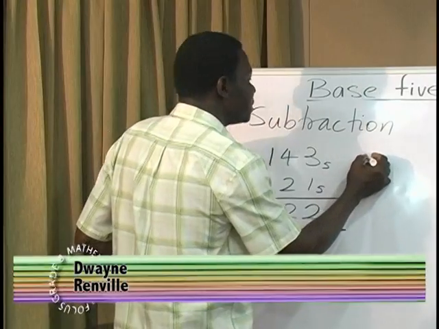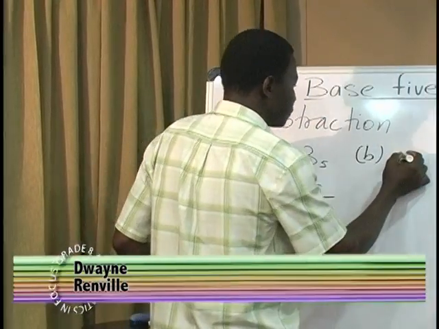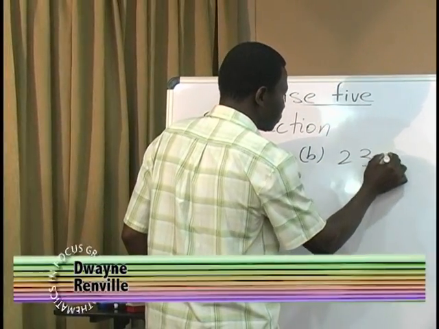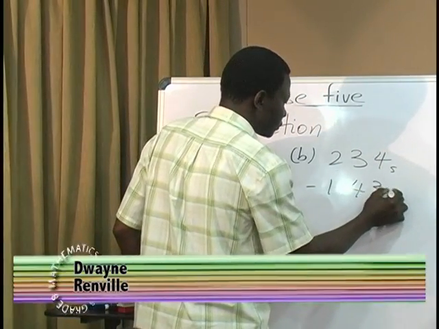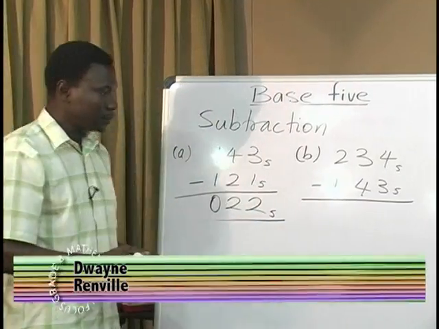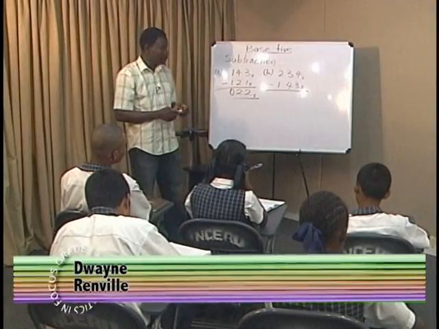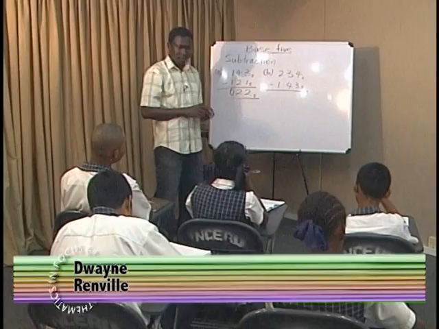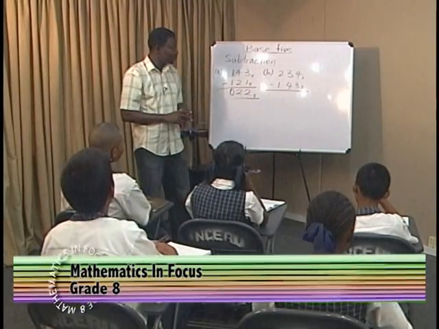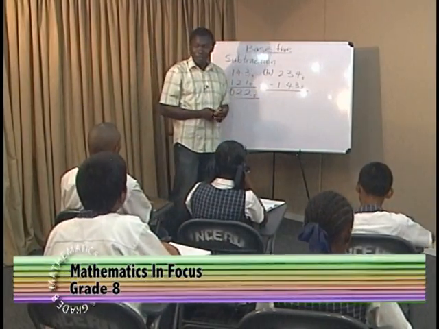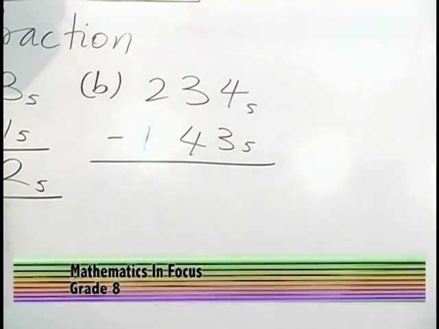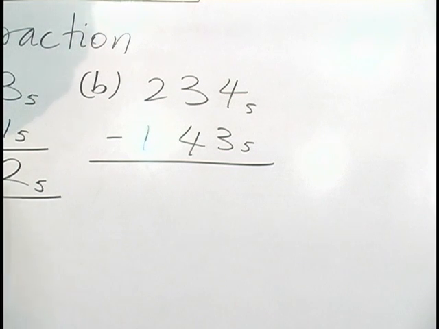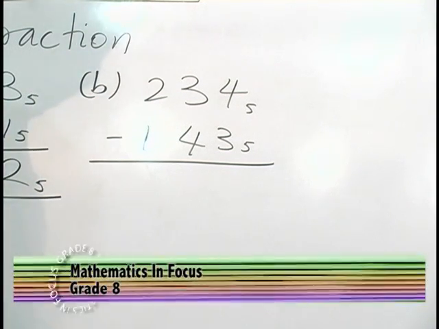All right, let's try another one. So 1, 1, 1, base 5? No, wrong. All right, let us check it and see. Okay, well, let us check it and see.